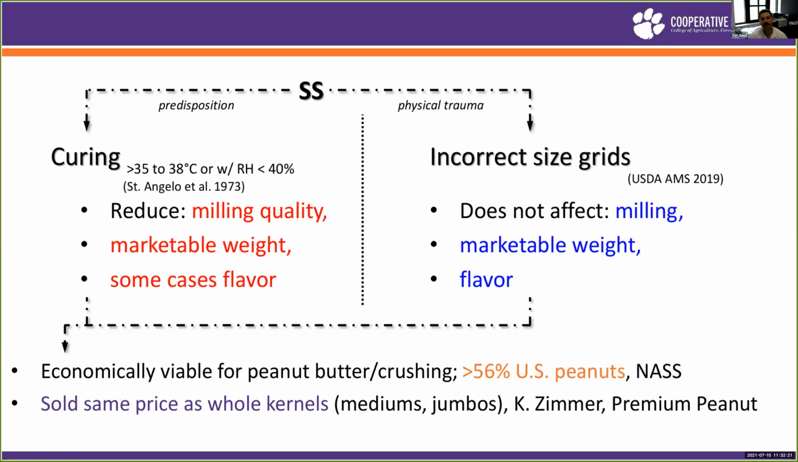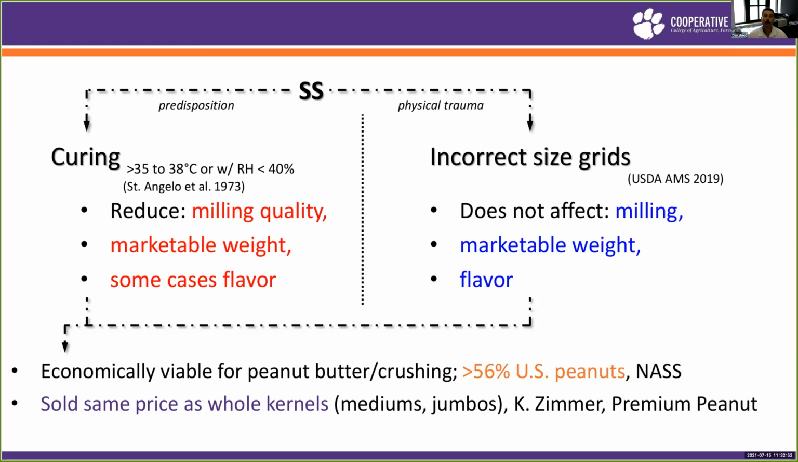The other avenue by which we see sound splits being created is through physical trauma, by way of physically separating those cotyledons, namely through using the incorrect size grids. When too small of a size of the grid holes is used for too large of a kernel, it just doesn't fit right. And so in those cases, those sound splits are not associated with adverse effects on milling quality, marketable weight, or decrease in flavor.